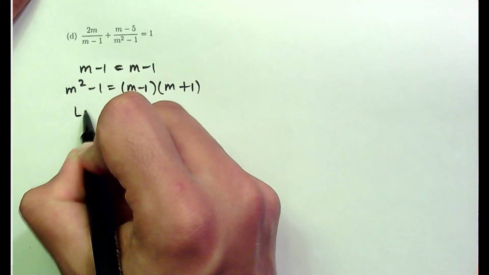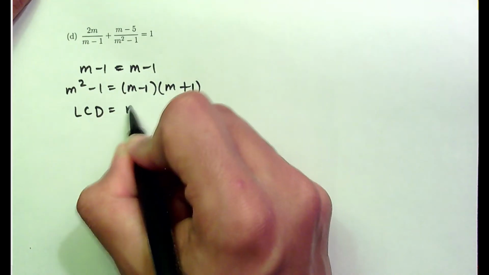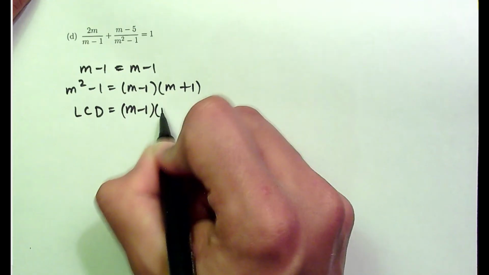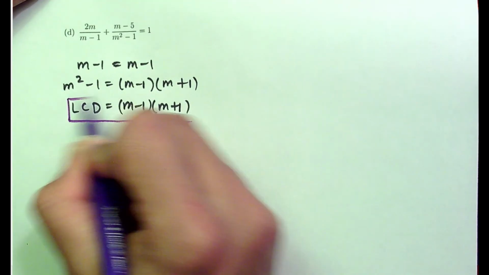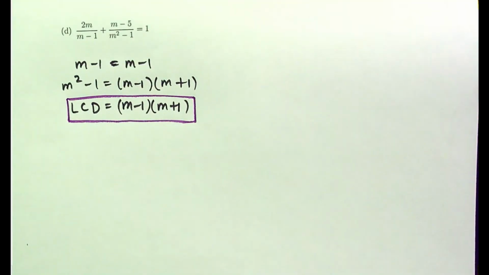All right, now we can write down what is the LCD. The LCD is, write the different factors that popped up, the m minus 1 and the m plus 1. And if there were any exponents, you pick the highest. There's no exponents here, so that's it. So this is our LCD, m minus 1, m plus 1. Okay, now that we have the LCD, we multiply both sides of the equation by the LCD, and that should get rid of all the fractions.